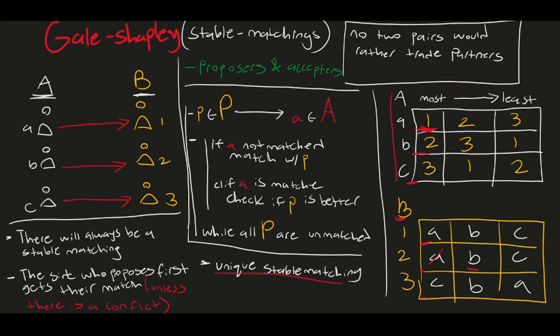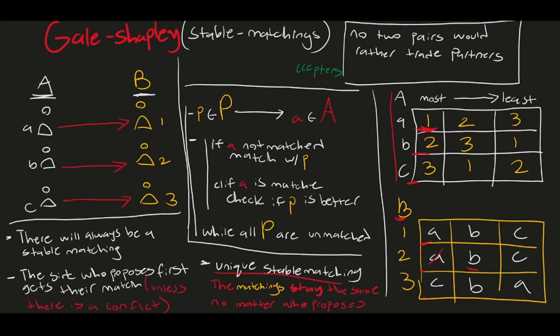So a unique stable matching is when the matchings stay the same, no matter who proposes first.